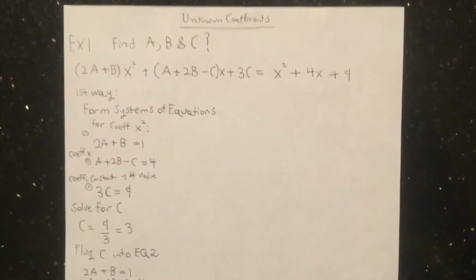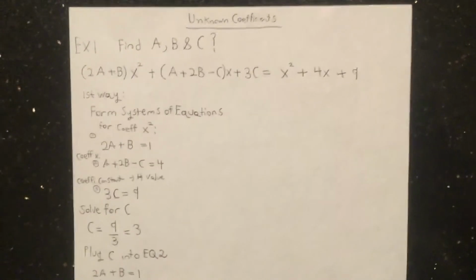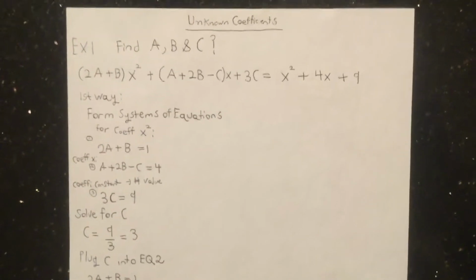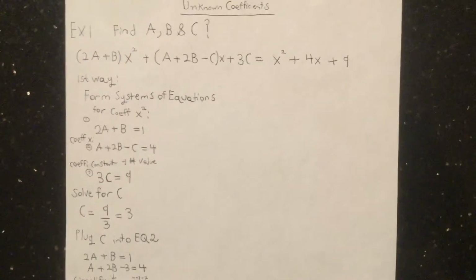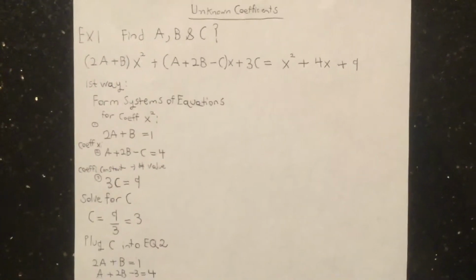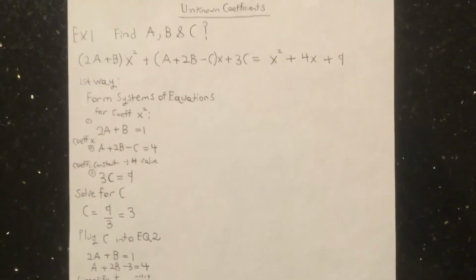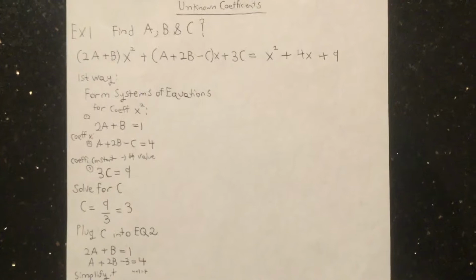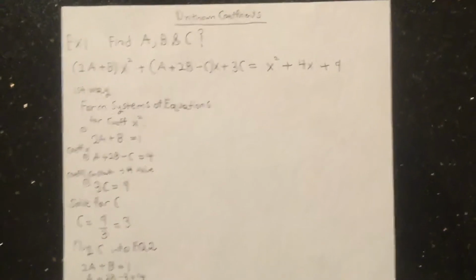Welcome back, everyone. Now we're on this lesson called Undetermined Coefficients of Polynomials. In the first example, we want to find the parameters for a, b, and c. The very first way of doing this is to form up a system of equations. To form these systems of equations, you need to pay close attention to your coefficients.